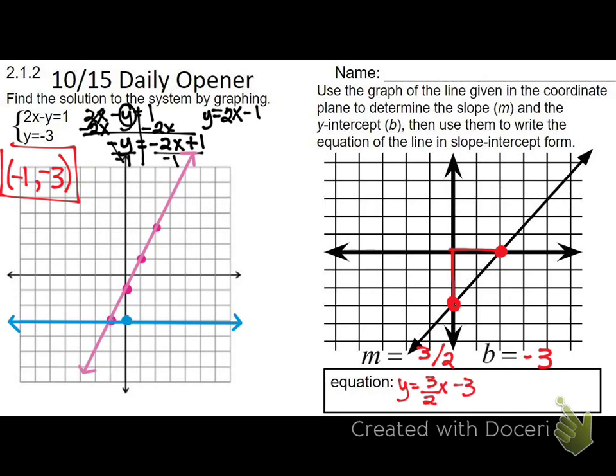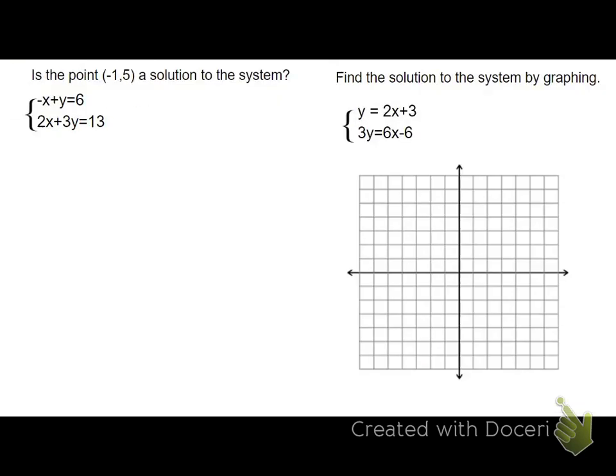Flip it over. We have the back side now. Our back side says, is the point -1, 5, so is that ordered pair a solution to the system? Well, how do I determine if that ordered pair is a solution to a system? What am I going to have to do? You gotta put the numbers in the X and Y spots. Yeah, I'm going to substitute for each equation and see if they work.